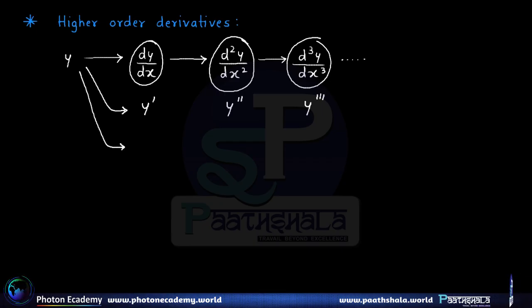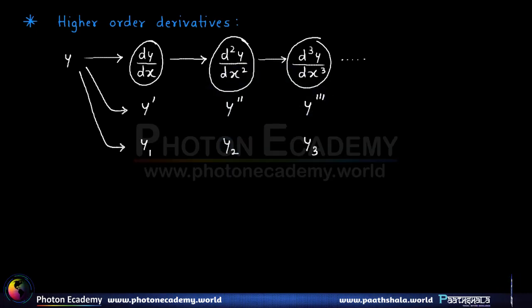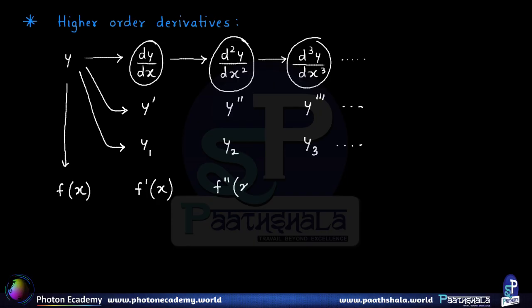Sometimes the derivatives are also denoted by suffixes, that is y1, then y2 and y3 and so on. And if we use the f of x notation, that is if we denote y as f of x, then its derivative will be denoted by f dash of x. Then the next derivative will be denoted as f double dash of x and f triple dash of x and so on. So these are just notations to keep in mind.